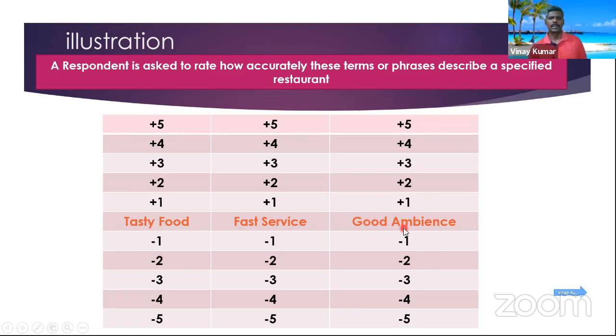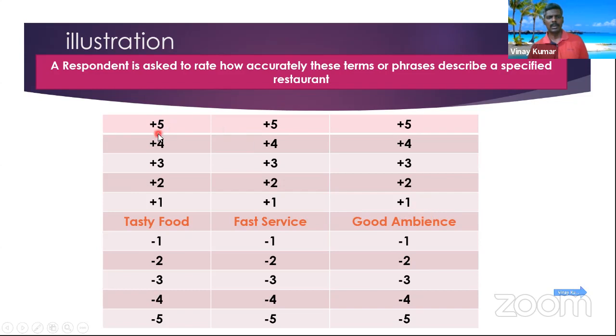Similarly, for the ambience, if the customer marks somewhere 4 or 5, it means the ambience is good. And if it goes to negative, that is not a good sign. It means the ambience is not so good. So this is one way of measuring the different dimensions, different aspects of the subject. Here the subject is the restaurant, and I'm trying to measure its attributes: tasty food, fast service, and good ambience.